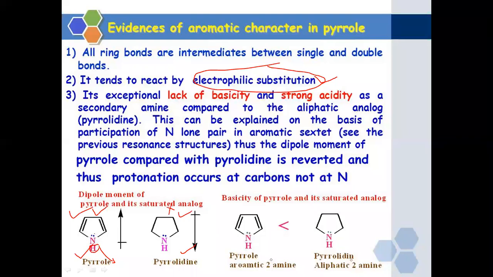And the lone pair of electrons from this nitrogen in pyrrole is engaged in the delocalization. But in pyrrolidine, you can see here, this nitrogen is sp3 hybridized. sp3 hybridized means there is no pi bond, only sigma bonds. And this lone pair of electrons is not engaged in delocalization, that means this lone pair is easily available for donation to another electrophilic species. Okay, so you can say this electron pair is easily available for donation, so that's why it is basic in nature.